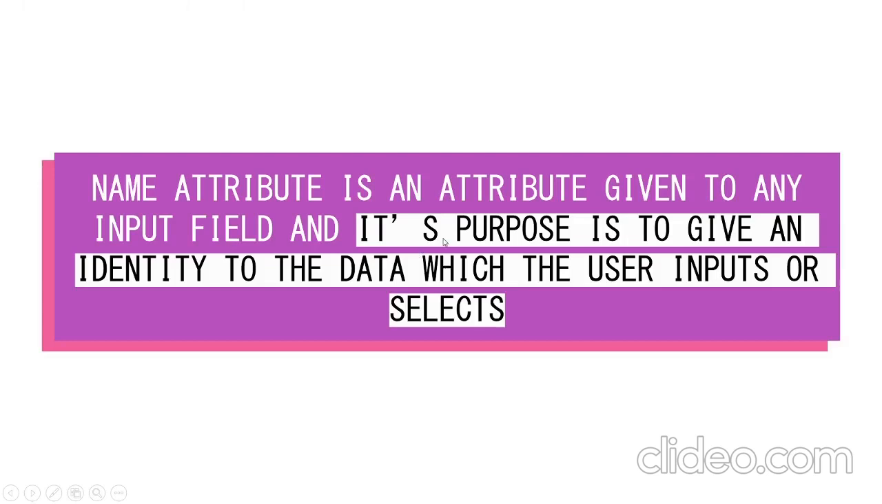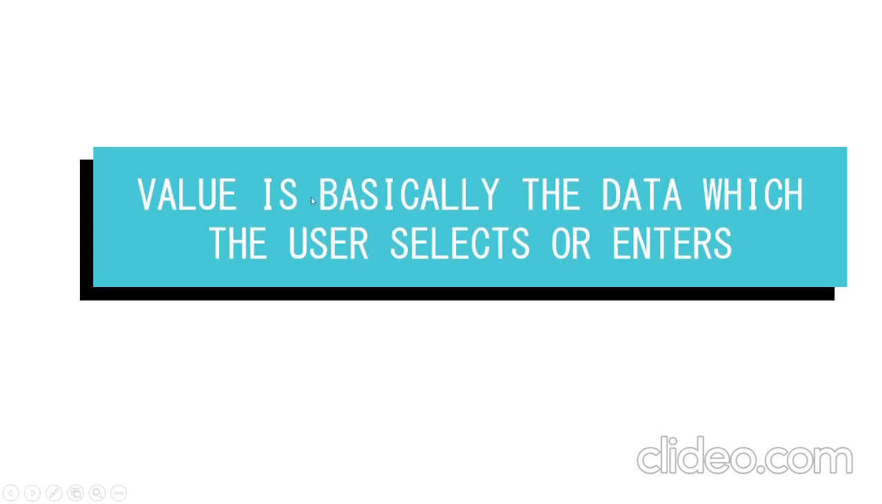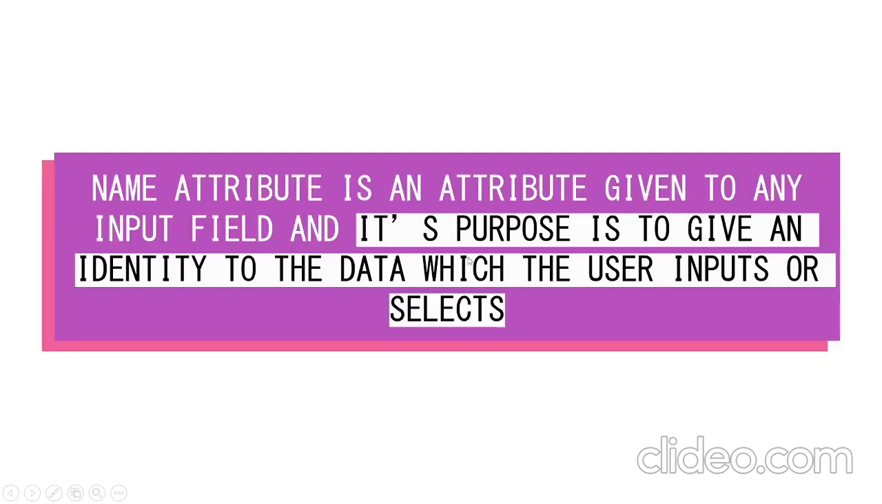But this is really interconnected with the name attribute. Its purpose is to give an identity to the data which the user inputs or selects. We can replace that clause, the data which the user inputs or selects, with value. So its purpose is to give an identity to the value. That's it, the value attribute. We'll see what a name value pair is shortly.